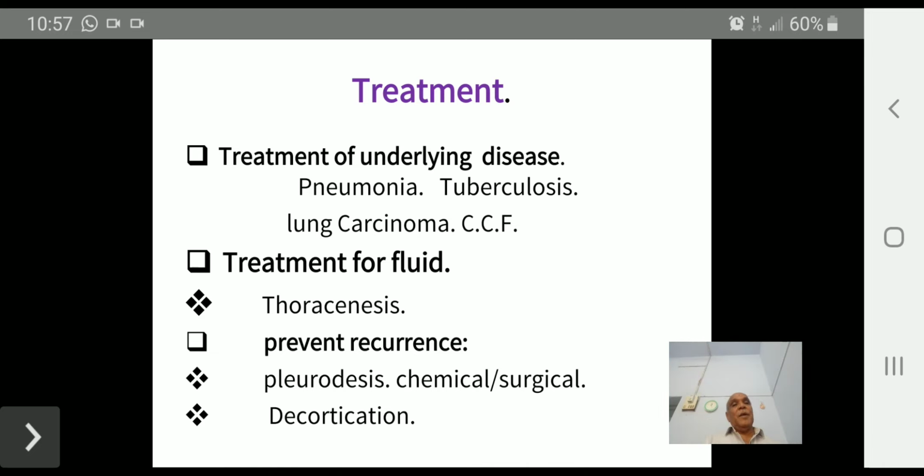Now the treatment depends on two types. One is treatment of the fluid itself. The second is treatment of the pathological mechanism, that is, why fluid is formed in the space. Now the treatment of the underlying disease. Common causes of the effusion are pneumonia, tuberculosis, and lung abscess. All three give an exudative nature, and CCF gives a transudative nature.